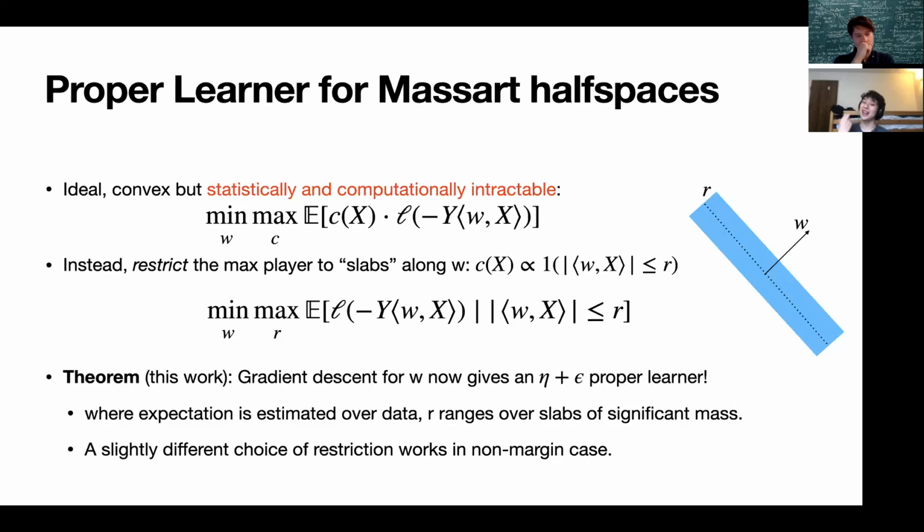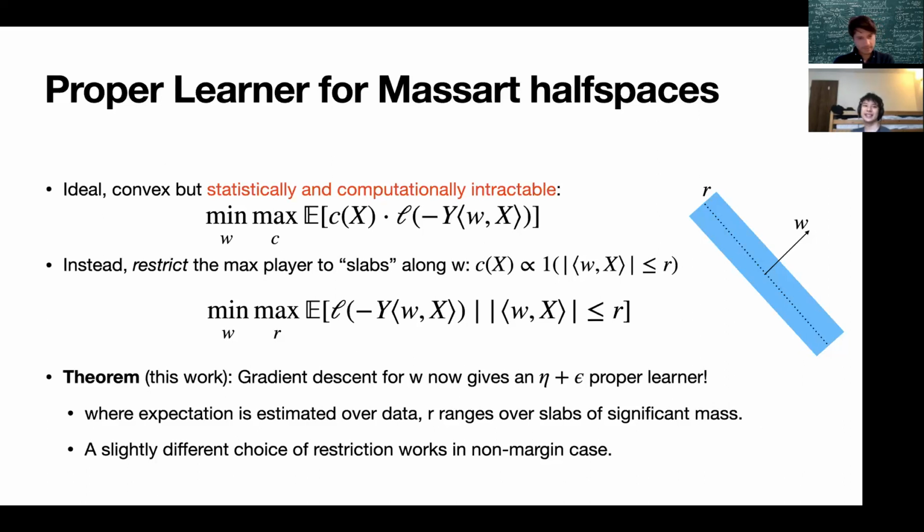It doesn't give an opt learner, but it gives an eta plus epsilon learner. There are the usual technical details. The expectation cannot be evaluated, so we estimate it over data. Also, it doesn't really make sense to consider an R such that there are no points in the slab. So R is only allowed to range over slabs which have a reasonable number of points in them. So these are kind of minor technical details.